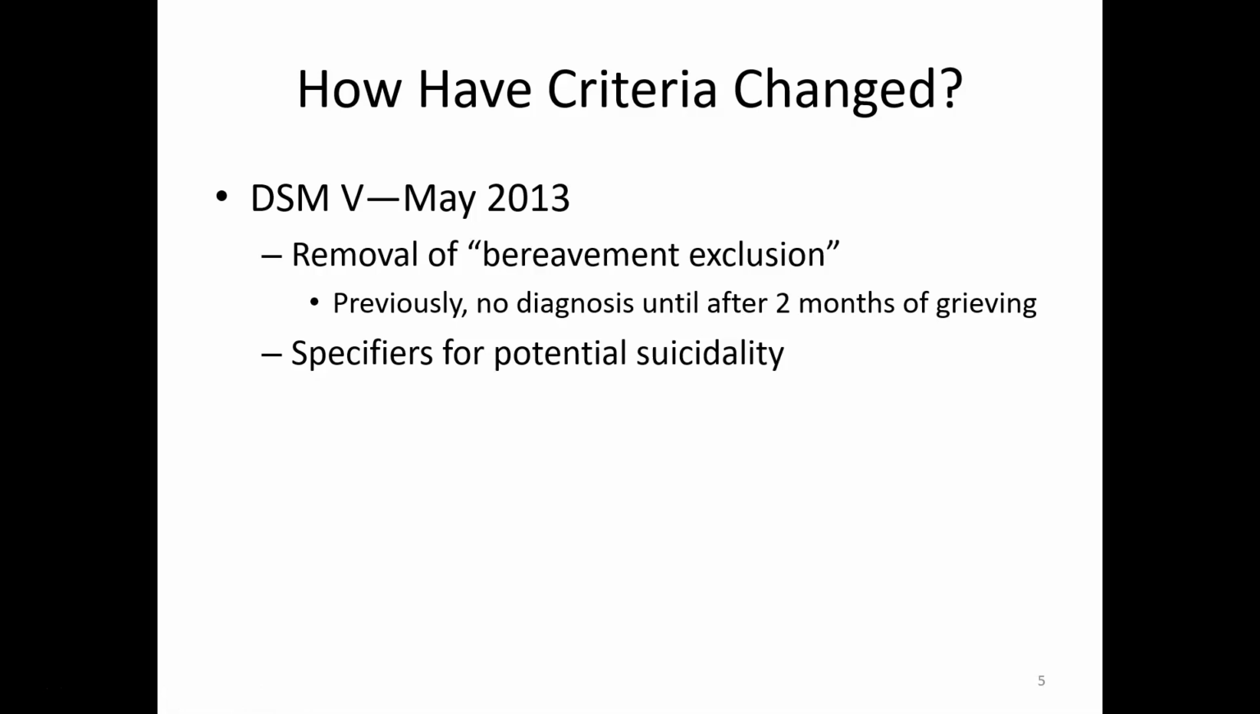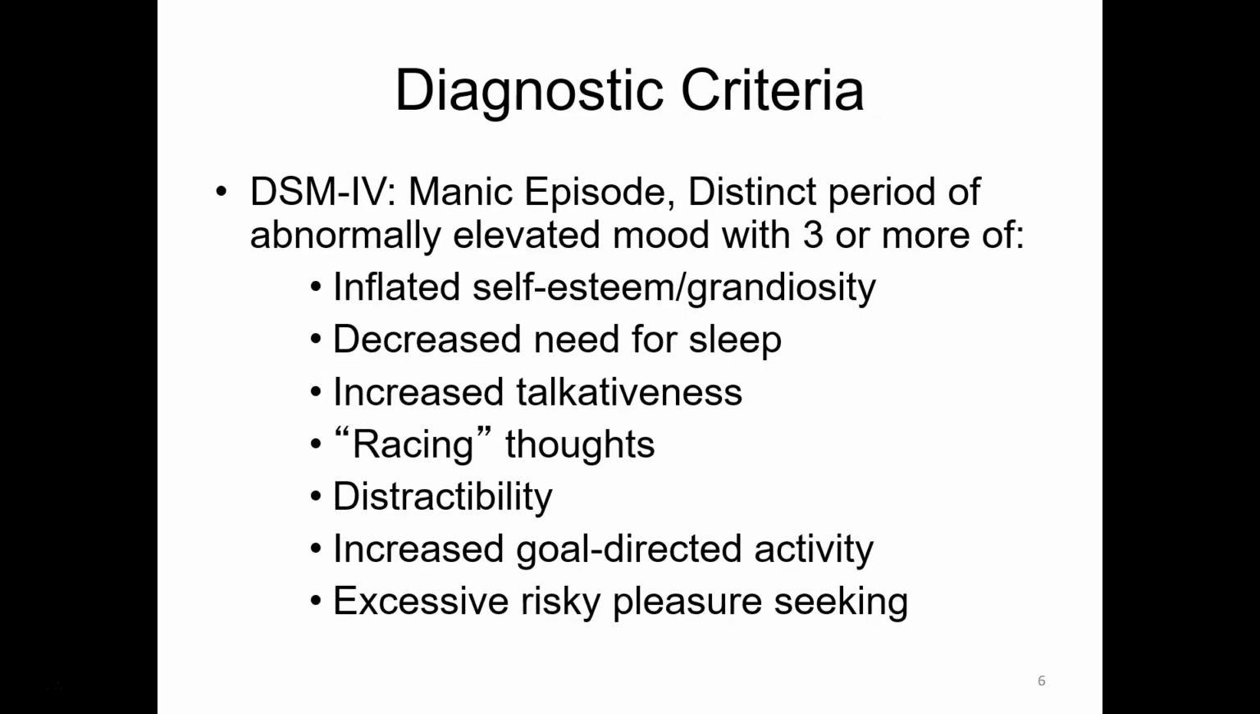Now, what about manic episodes? So, for bipolar disorder, you have to have periods of depression and you have to have periods of mania. What do we mean by mania? So, as of the DSM-4, a manic episode was defined as a distinct period of an abnormally elevated mood. So, that abnormally elevated mood is critical.